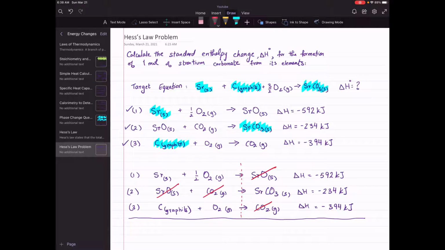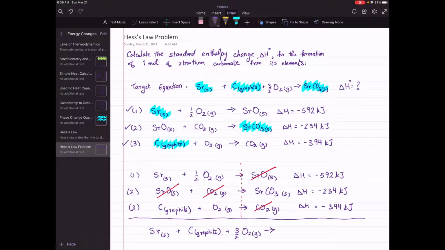So what's left over? I cannot cancel anything else. Left over I have strontium, Sr, which is what I wanted, as you can see in the target equation. Then I have carbon left over on the left-hand side, and I have oxygen. Oxygen is a half plus 1, which is 1 1/2, the same as 3/2. So 3/2 O2, which ends up the same as the target equation.